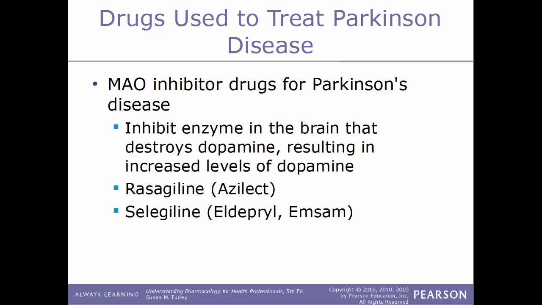Another type of drug used to treat Parkinson's are MAO inhibitor drugs. Now these drugs act by inhibiting the enzyme in the brain that destroys dopamine. And that enzyme would be monoamine oxidase. That's why it's MAO inhibitor drugs. So by using MAO inhibitors, you will have a result of increased levels of dopamine. And some examples of this type of drug would be rasagiline, sold under the brand name of Azilect, and also selegiline, which is sold under the trade names of Emsam and Eldepryl.